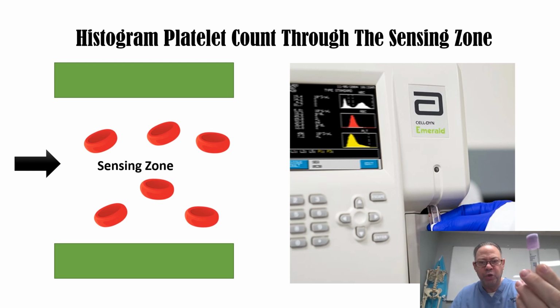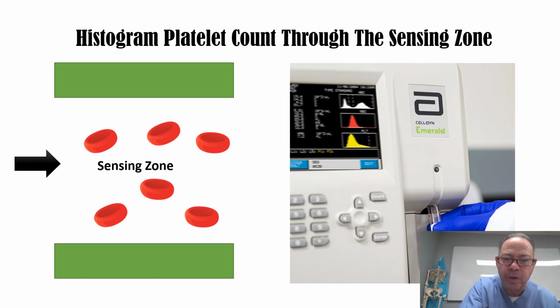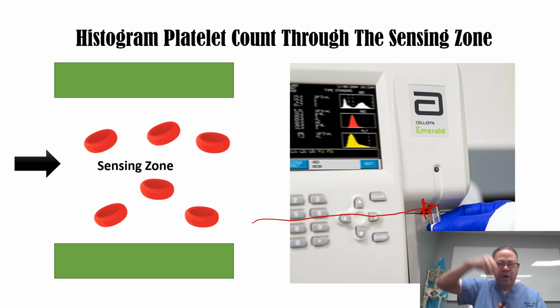This is like your blood tube. You're going to put it inside there. Okay, I'm going to mark it so you can see it. You're going to put that tube here. See? And then the machine is going to suck up, draw it up, and then it's going to do the analysis.